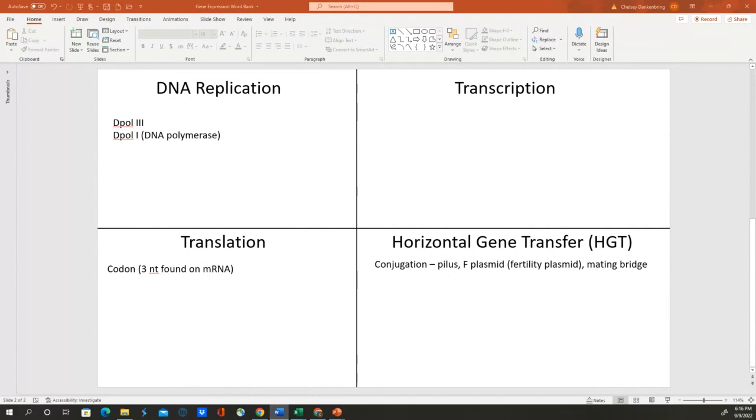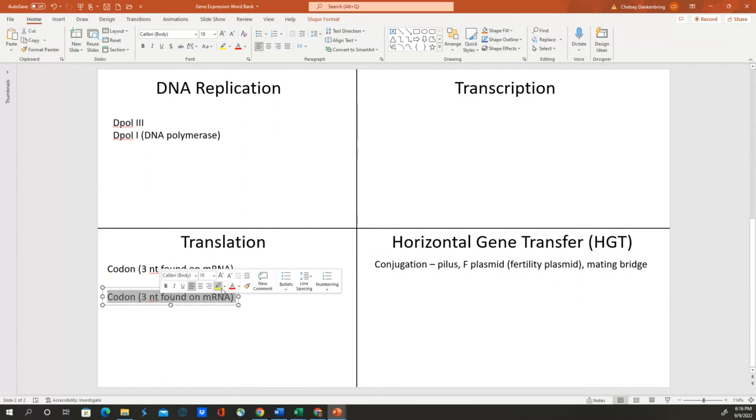Polypeptide chain. Where might that one go? Good. Translation. Yes. And here's why. I'm trying to go back and forth on too many screens. Does anybody know what a polypeptide chain actually is?